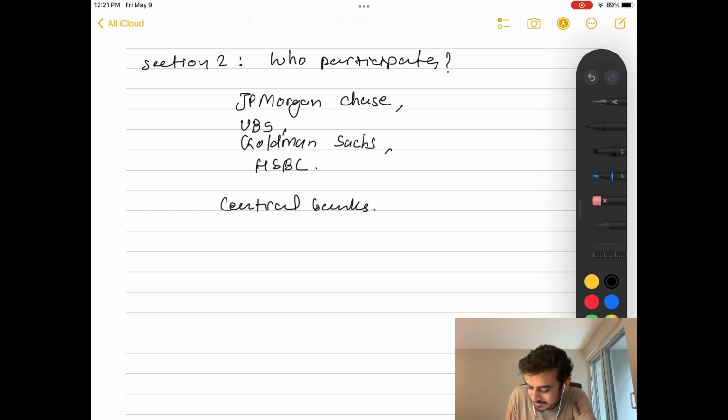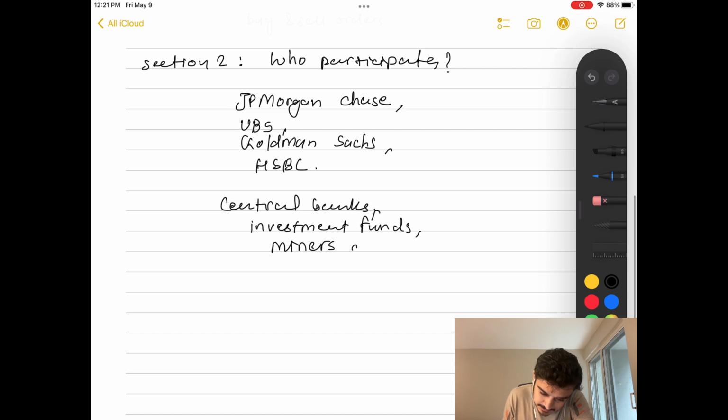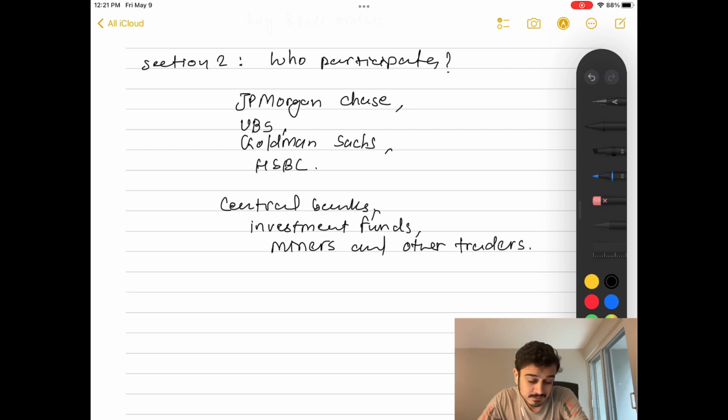So here central banks are the banks of different countries. Let's say if you consider India as an example, then there is the Reserve Bank of India. In USA it's the Federal Reserve. Like that, every country has its own bank. So JP Morgan Chase, UBS, Goldman Sachs, and HSBC submit bids on behalf of central banks, investment funds, miners, and other traders. This ensures the price reflects the global consensus and market sentiment.